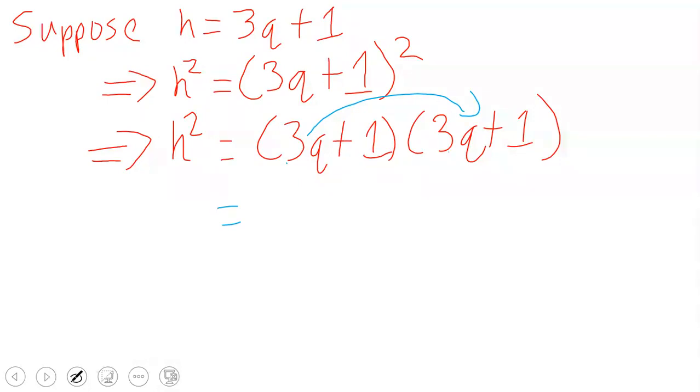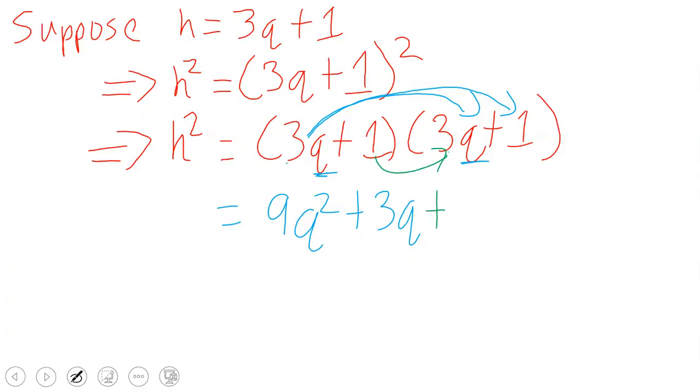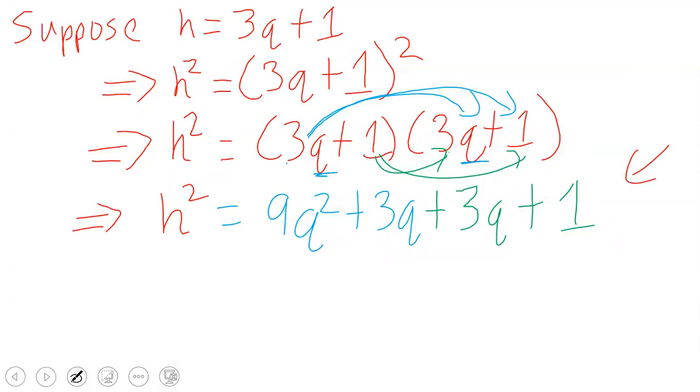3 times 3 is 9, and q times q is q squared. Then we have 3q times 1. What is 3q times 1? 3q times 1 is indeed 3q. Now, what is 1 times 3q? Well, 1 times 3q is 3q. And what is 1 times 1? Indeed, 1 times 1 is 1. And so that's what h squared is. h squared is this entire expression.